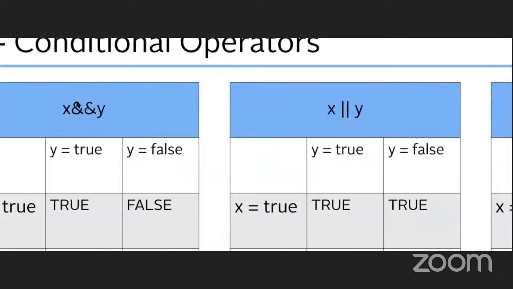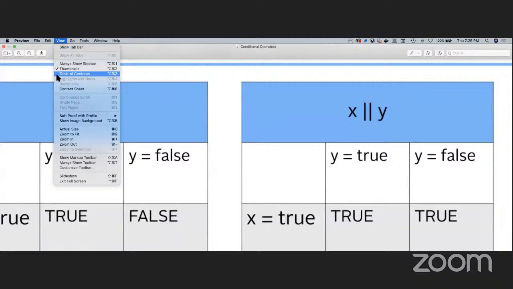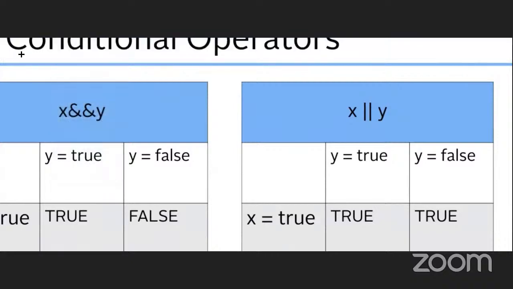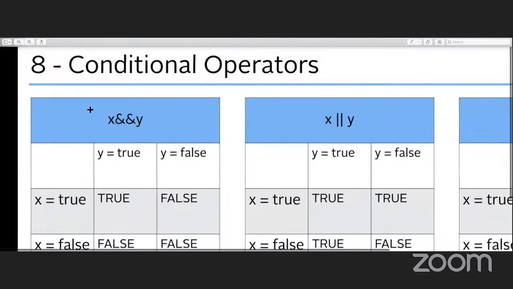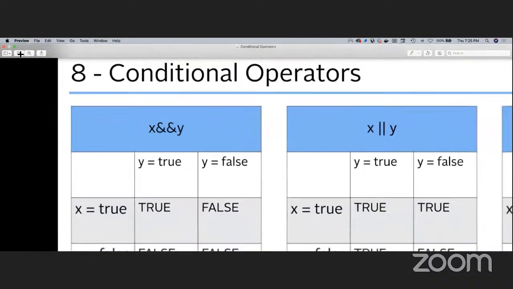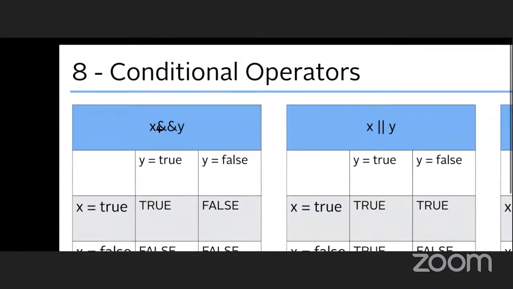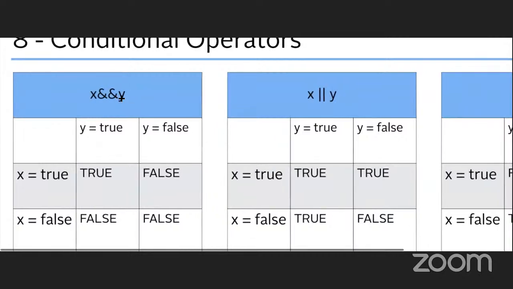Okay, so this is AND, right? All right, this is AND. One moment. AND. Now, this is AND, right? So if X is true and Y is true, then it's true. Both are true, then it's true. If X is true and Y is false, then it becomes false. With AND, if one is false, the entire expression becomes false.